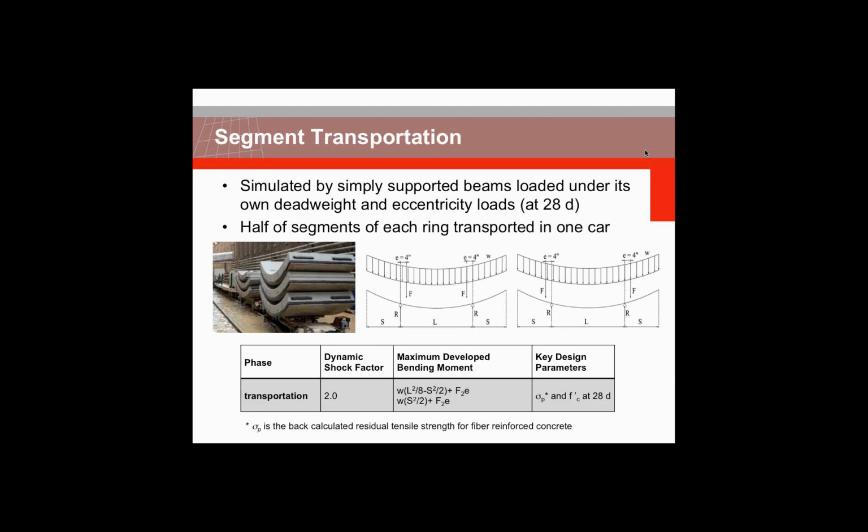Next loading case is segment transportation. Segment transportation from the stack yard happens after 28 days, or when 28 days strength is achieved. Similar to the storage load, this load case is simulated by simply supported beams loaded by their own self-weight. With eccentricity, dead weight of the above segments is considered, but there's a difference. The difference is that usually half of the ring segments are transported within one stack. And you should also consider that a dynamic shock factor has to be considered in this load case.